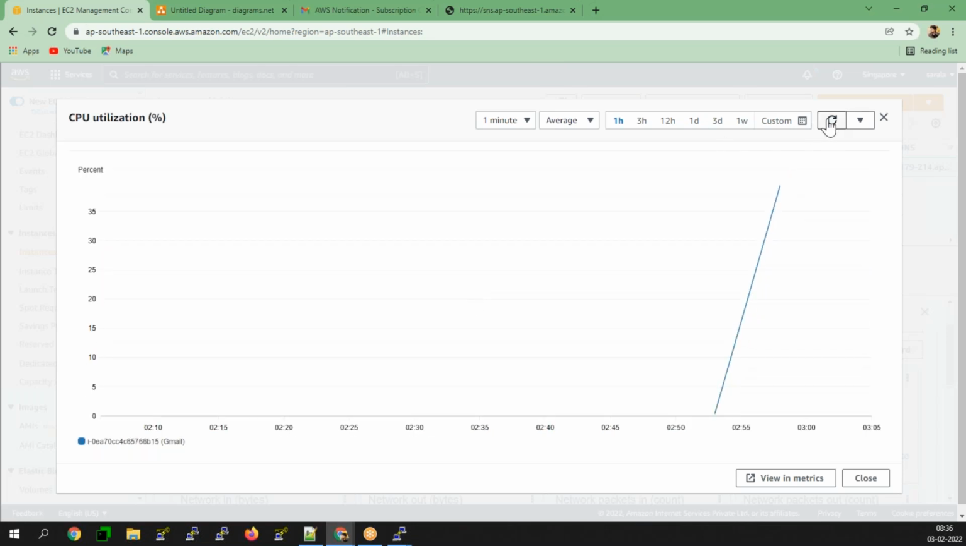So it will take some time to get the respective metrics. You need to wait until it reaches up to 90%. Yes, it will take the metrics every 1 minute. Yes, you are right.